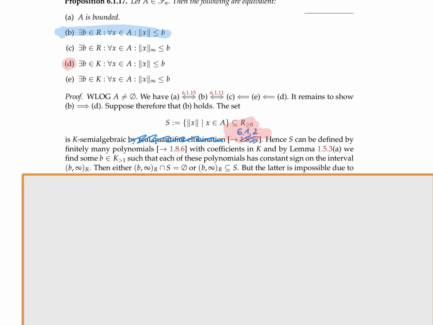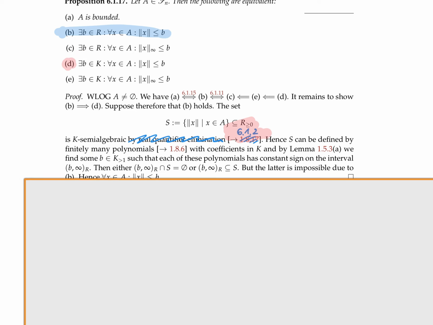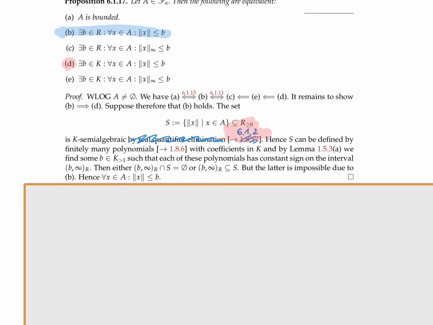So that means either the whole interval lies in S, or no point of this interval lies in S. But the latter is impossible, since otherwise it would not be bounded. I have now assumed that B holds, right? So hence nothing in this interval lies in S, and we are done. So that means the norm of x is less than or equal to B for all x in I.